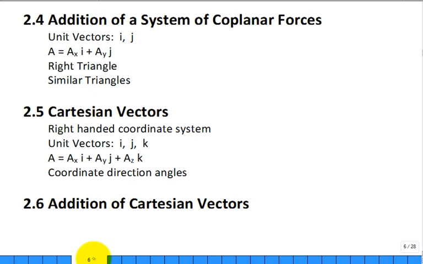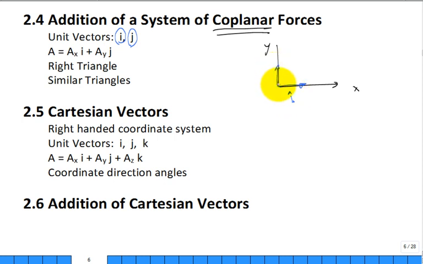Now we move into where we have a coplanar. What does this word coplanar mean? What does that mean to you? 2D, just X and Y. So we'll have an X coordinate and a Y coordinate. And we'll talk about unit vectors, which are designated by i and j. Have you seen the i and j? Sure. And i is a unit vector, meaning that it has a magnitude of 1, a length of 1, and is aligned with the X axis. What is j?